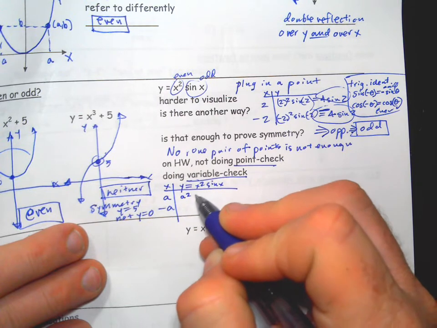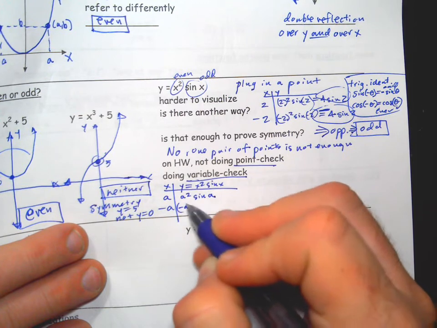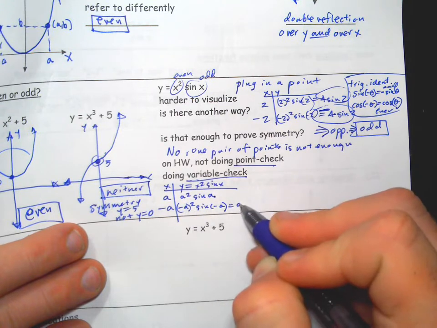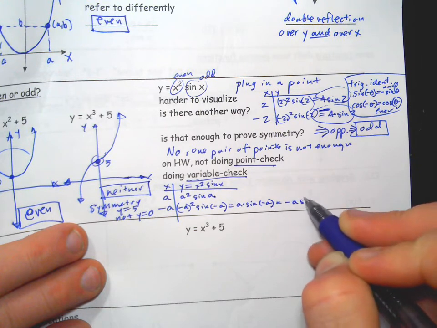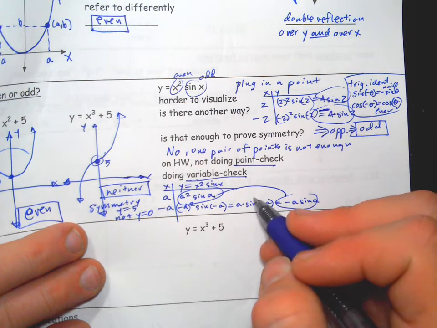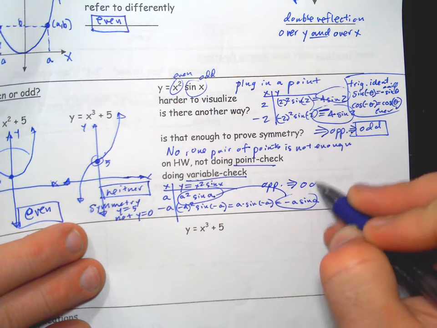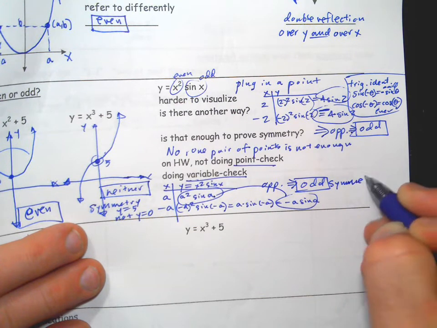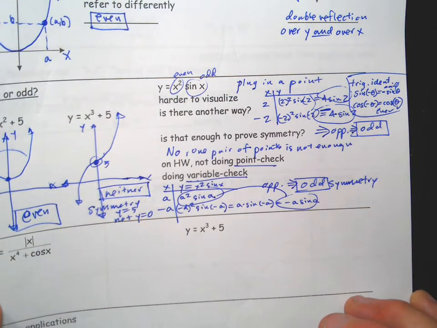So a squared sine of a, right? Then you plug negative a in: negative a squared sine of negative a. Now that's going to equal positive a squared times sine of negative a, and then this is going to equal negative a squared sine of a. Now here you could say, well, for any value of a, any pair of a and negative a, they're going to be the opposite, and therefore it has odd symmetry. So we'll accept that. Don't use a specific pair of numbers because that might be too narrow. Let's try and make it generic.